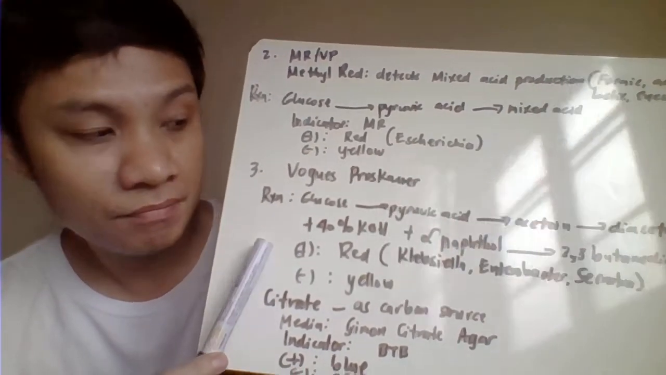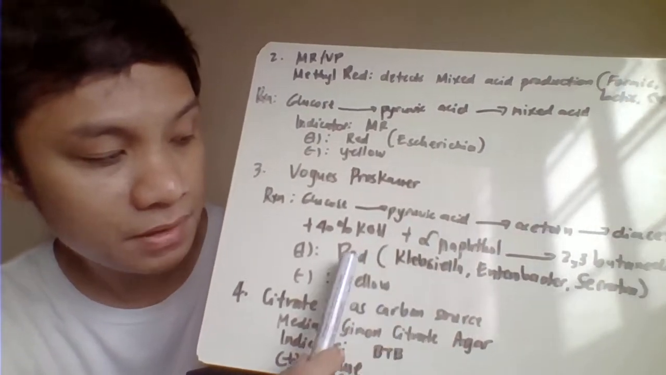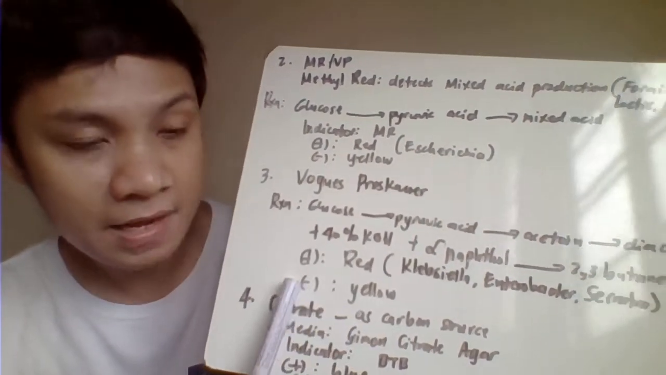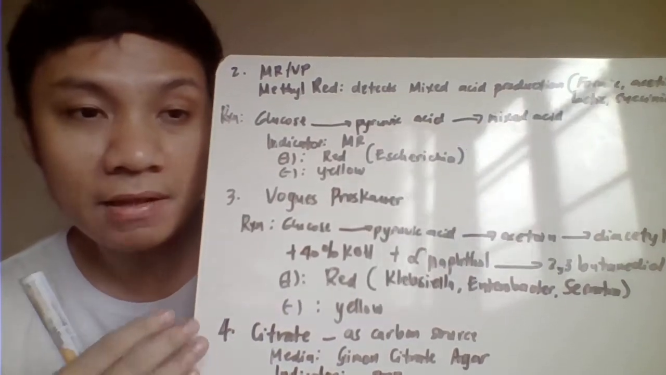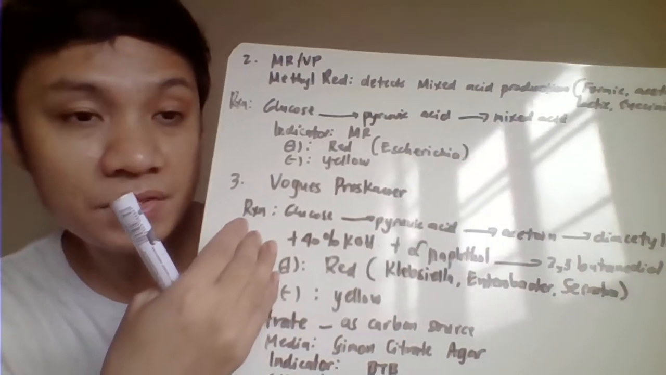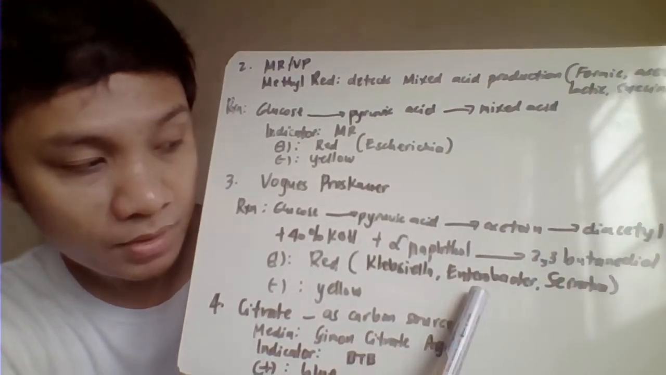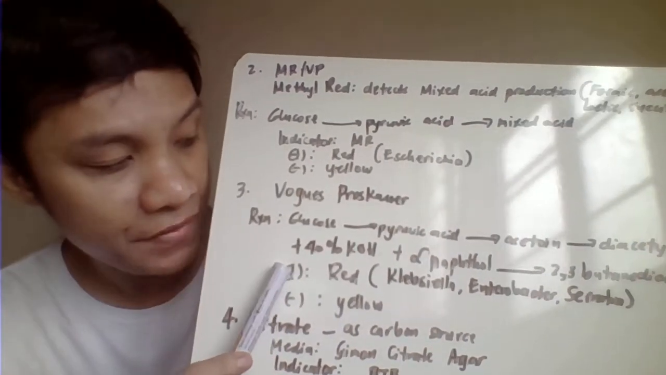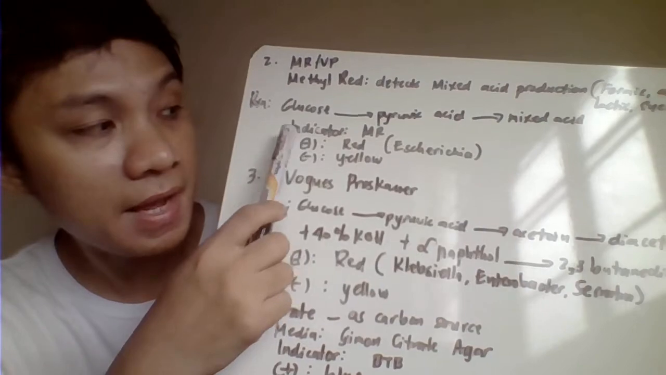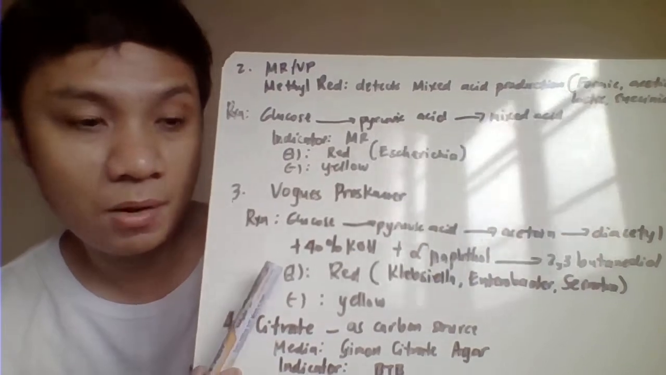The indicator is alpha-naphthol, and a positive result is red. This includes Klebsiella, Enterobacter, and Serratia. Negative is yellow. Again, our rule for the MRVP: if it is positive in methyl red, it is negative in Voges-Proskauer. If it is positive in Voges-Proskauer, it is negative in methyl red. So in the case of Klebsiella, Enterobacter, and Serratia, since they are positive in the Voges-Proskauer, expect them to be negative in methyl red. Escherichia is positive in methyl red, so expect it to be negative in Voges-Proskauer.